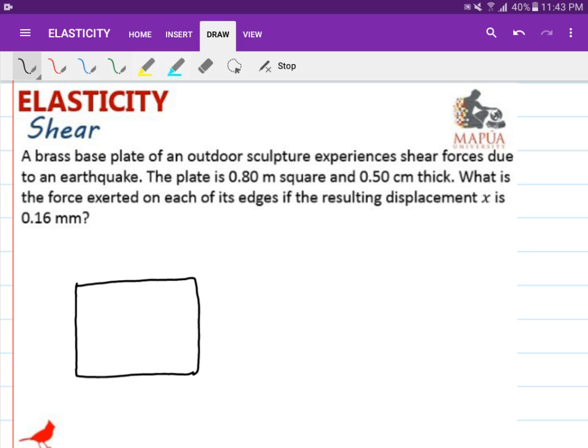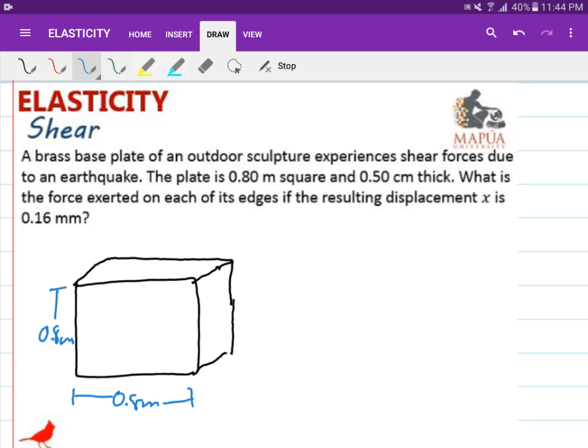It said that it is square and it is 0.5 centimeters thick. So we have a square here of 0.8 meters and we have a thickness of 0.5 centimeters. So I suppose this is a sort of a support for the sculpture. So let's say this is the sculpture.